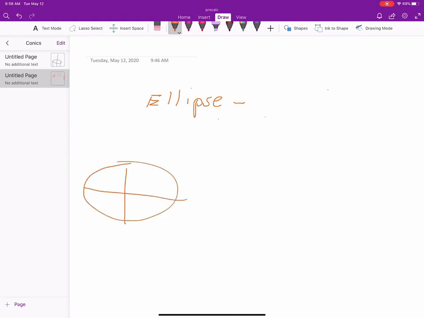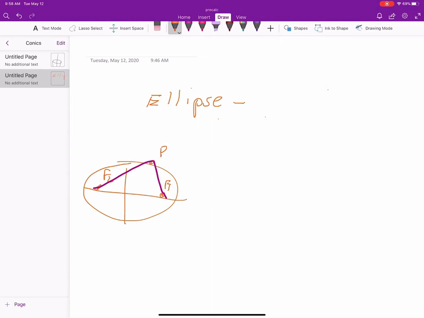Let's go like this. Let's put a point P on an ellipse. Let's put a point F there. We'll call it F1. We'll put a point here. We'll call it F2. There we go. So here's the deal with an ellipse.